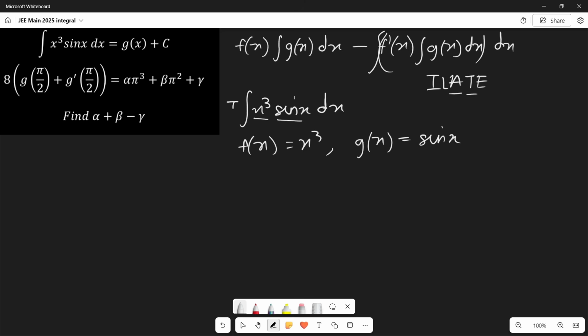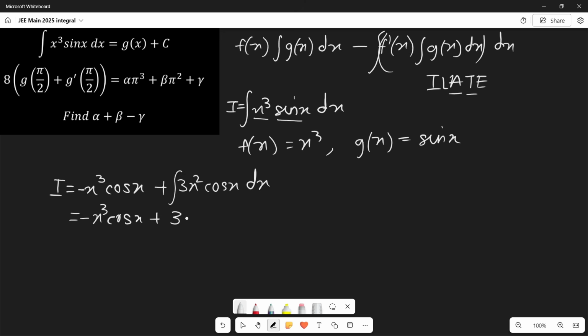Therefore, if we write this as I, then we can evaluate I as first function into integration of the second, so this is minus cos x, minus derivative of the first, which is 3x squared, into integration of the second, again cos x, whole integration. In the second step, we have minus x cubed cos x plus, 3 comes out, so x squared cos x.